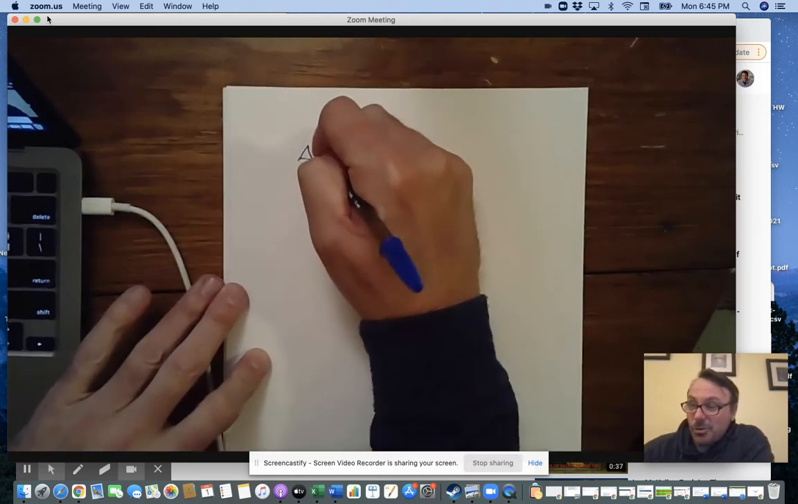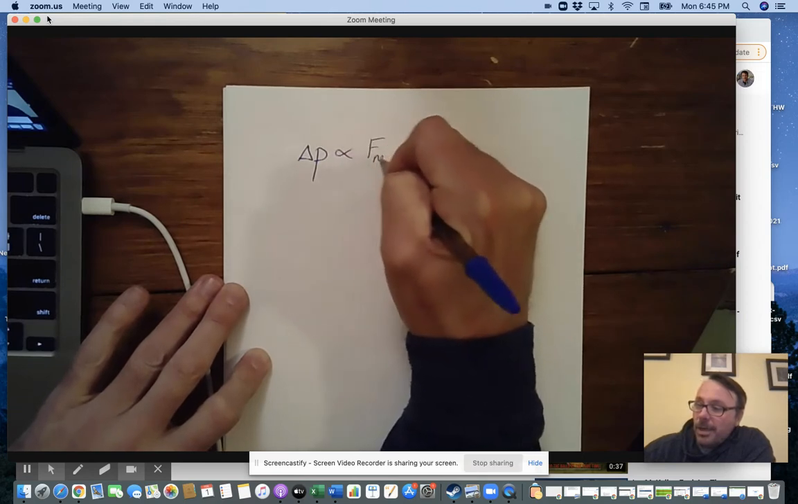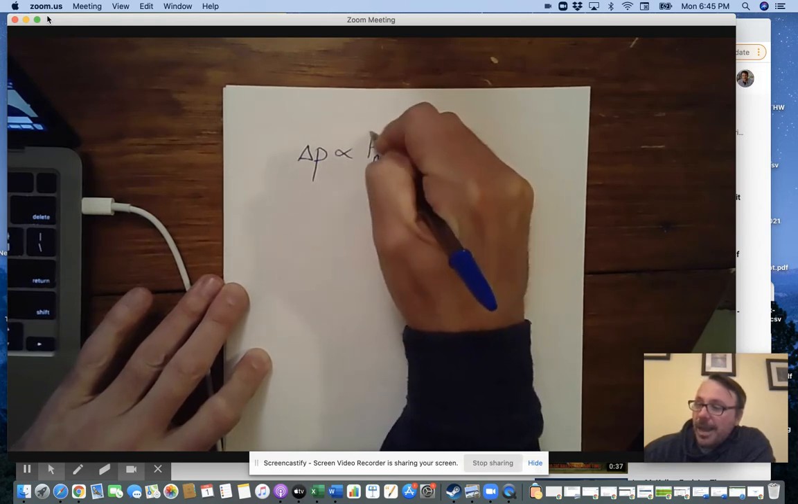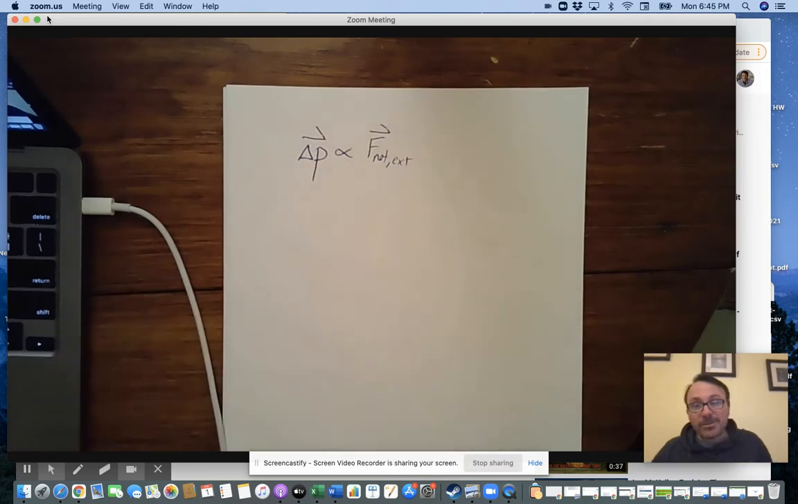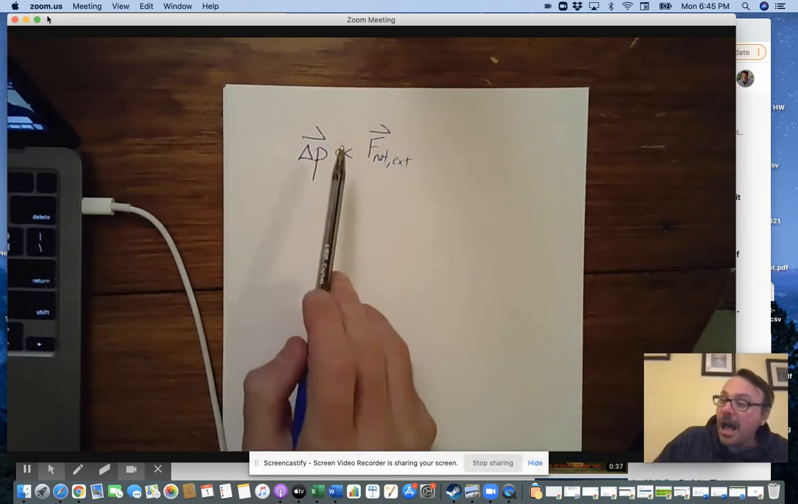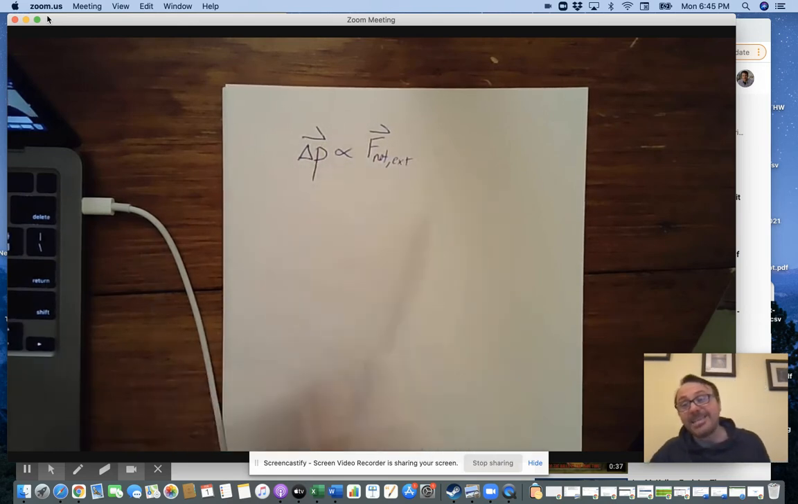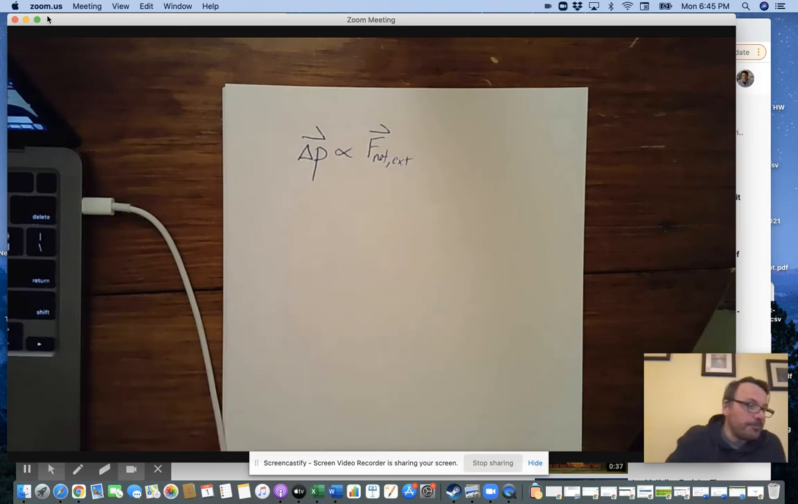And that's going to be true. The impulse on an object is going to be directly proportional to the net external force that acts upon it. Now, I'm also going to put the vector signs above it because this also says that in my equation, I want the direction of this and the direction of this to be identical to one another. So that's going to be an important thing about this equation.